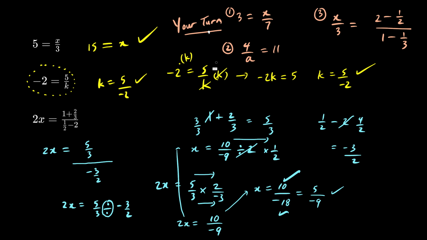So now it's your turn. What is, number 1, the value of x? Solve 3 equals x over 7. Number 2, solve a: 4 over a equals 11. And finally, x over 3 equals 2 minus 1/2 all divided by 1 minus 1/3.